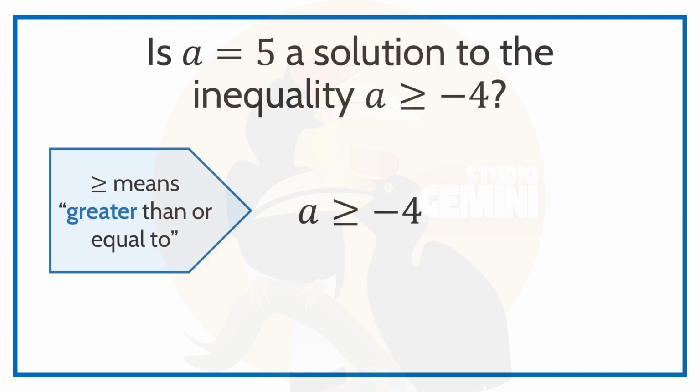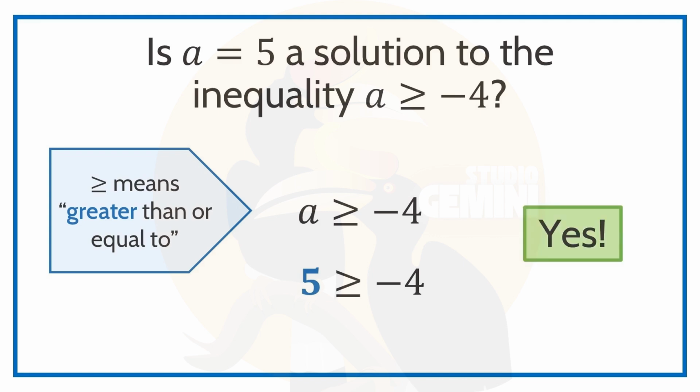Since the question is asking if 5 is a solution, we can start by plugging in 5 for A in the inequality. Now, is 5 greater than or equal to -4? Yes, a positive number is always greater than a negative number. This means that A equal 5 is a solution to this inequality.